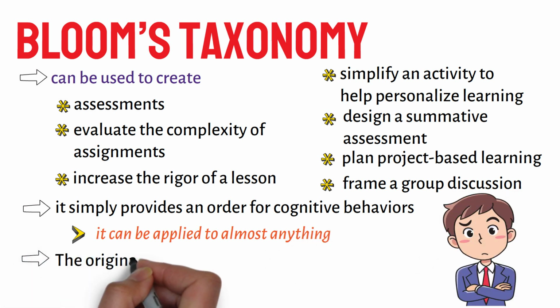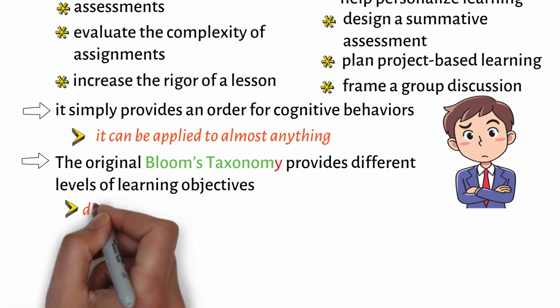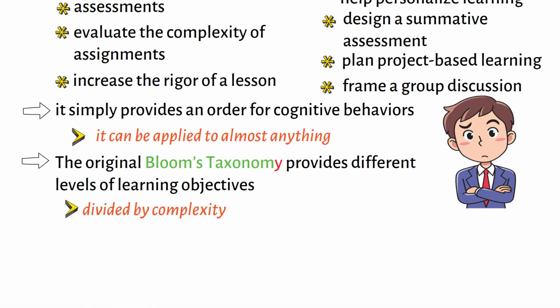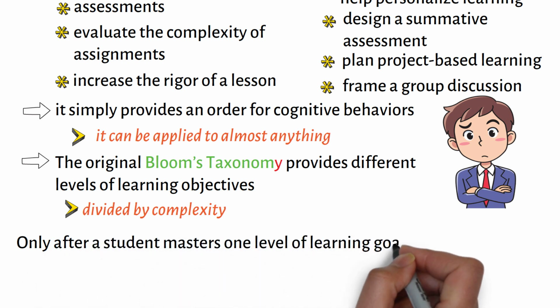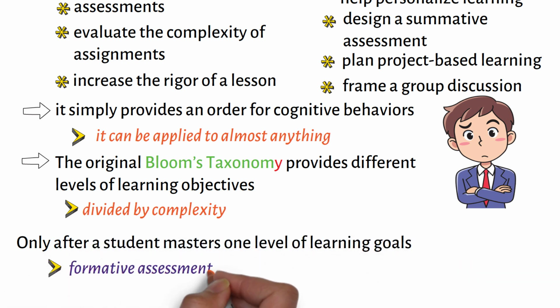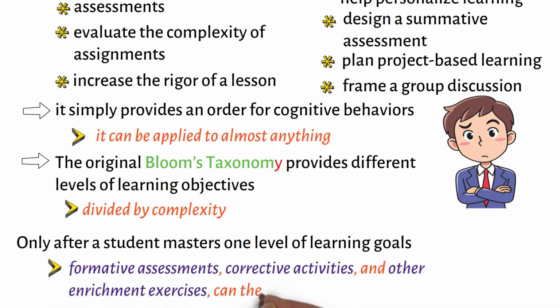The original Bloom's taxonomy provides different levels of learning objectives, divided by complexity. Only after a student masters one level of learning goals, through formative assessments, corrective activities, and other enrichment exercises, can they move on to the next level.